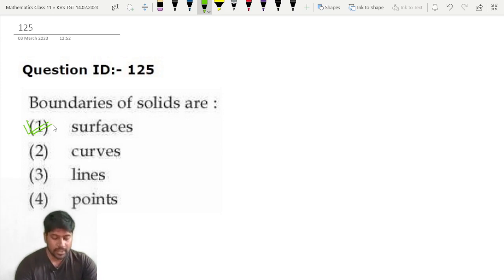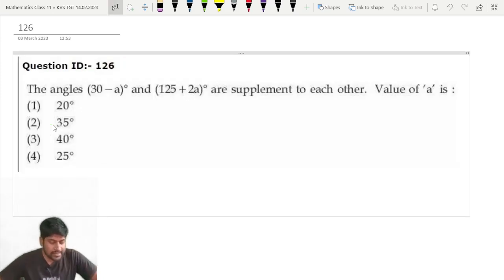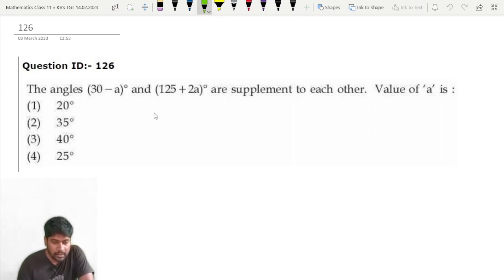So now let's move to the next question. Question number 126. The angles given are supplements to each other, then find the value of A. Okay, supplement means the sum of those two angles will be equal to 180 degree. Supplement means their sum will be 180 degree.